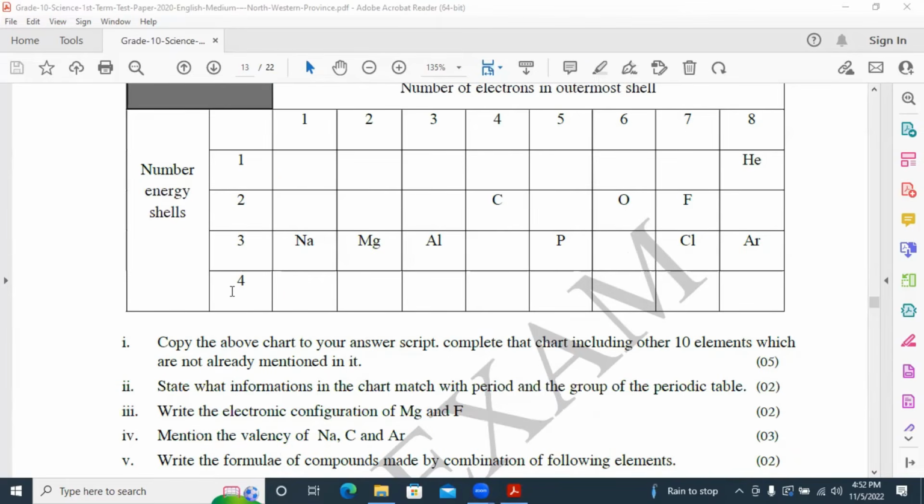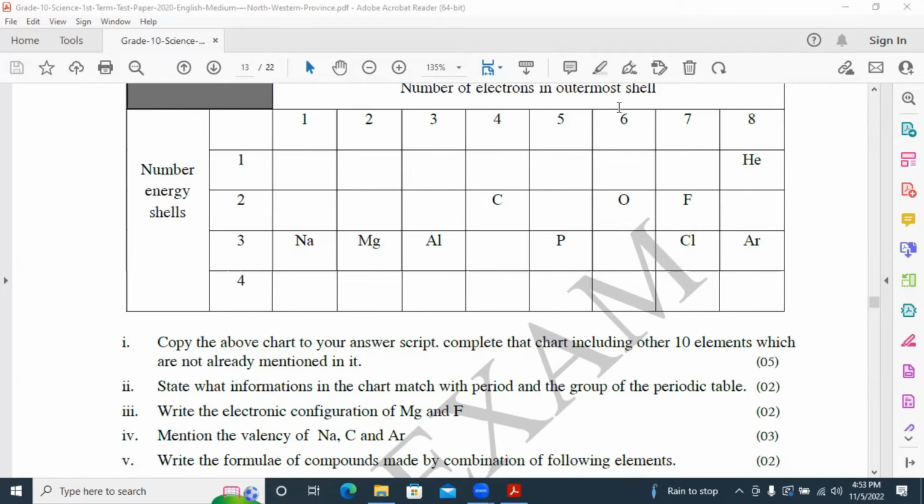Next one, write the electronic configuration of magnesium and fluorine. Magnesium, the atomic number is 12, so 2, 8, 2 is the answer. Fluorine, atomic number is 9, so 2, 7 is the electronic configuration.